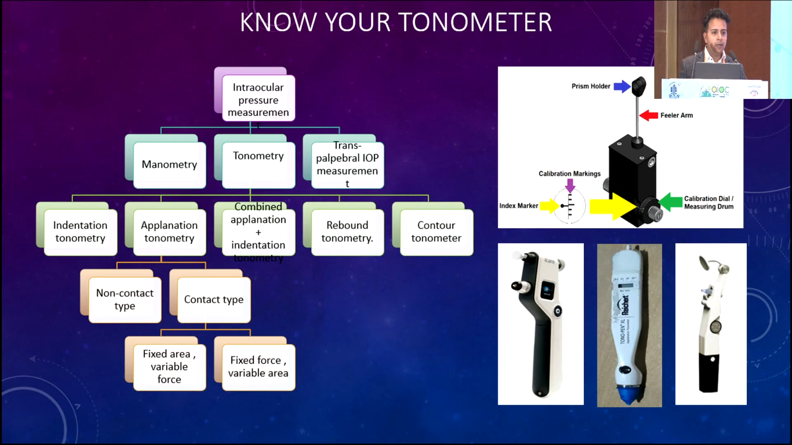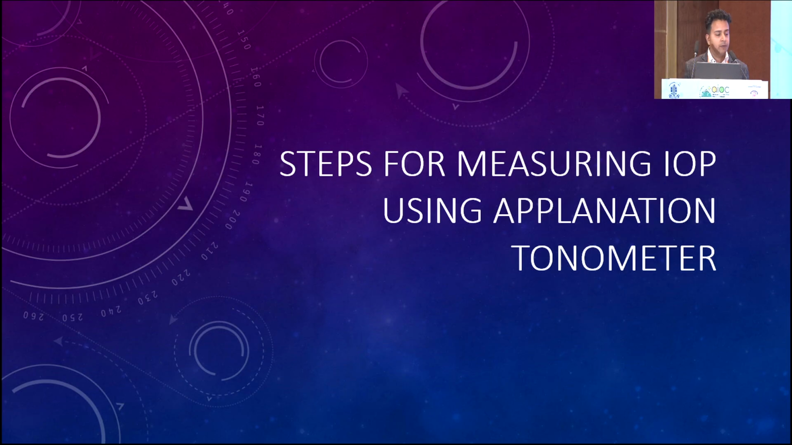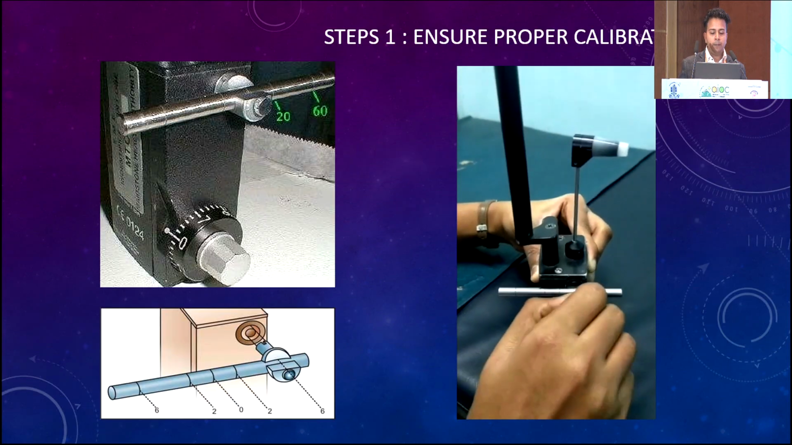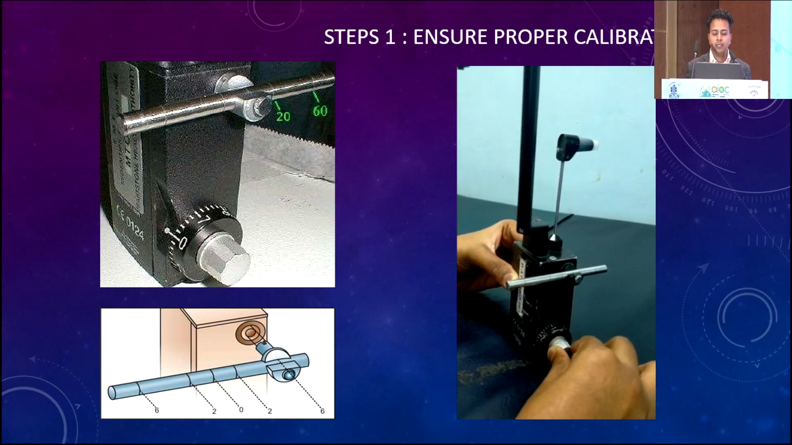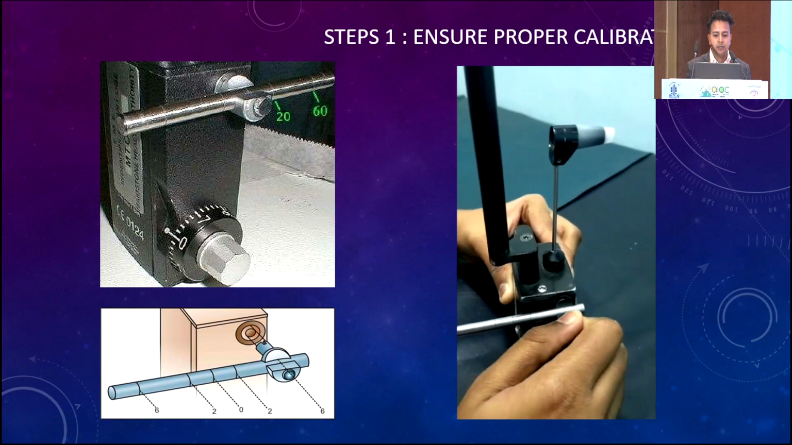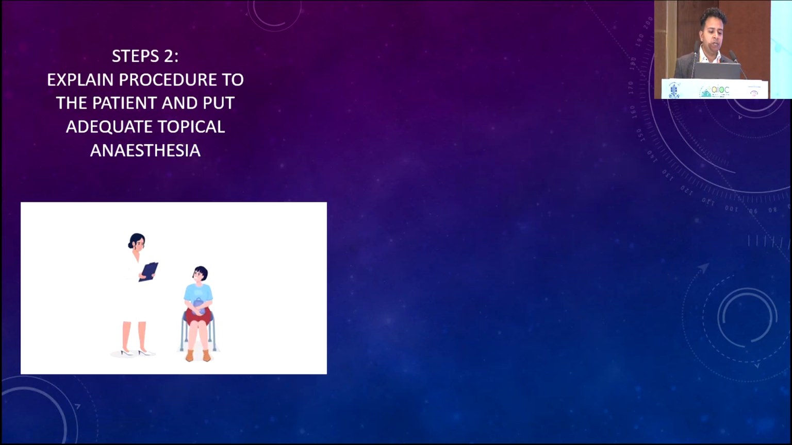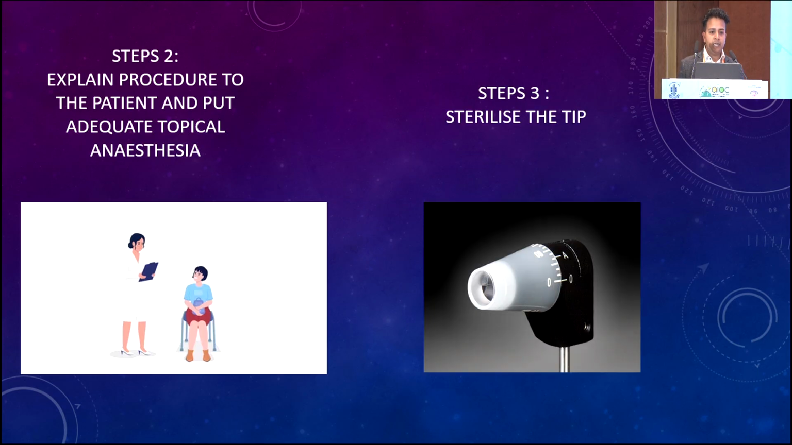As you know, there are many tonometers with different classifications. You should know them, but we have to go ahead with applanation tonometer. So here I'll start discussing the steps for measuring using an applanation tonometer. Ensure the weekly calibration has been done. It should be done by you. Make sure you're not asking your technician to do it, because there is a high chance of missing the readings. Explain the procedure to the patient, because the patient may have anxiety and may squeeze the eye. Sterilize the tip before and after the procedure.